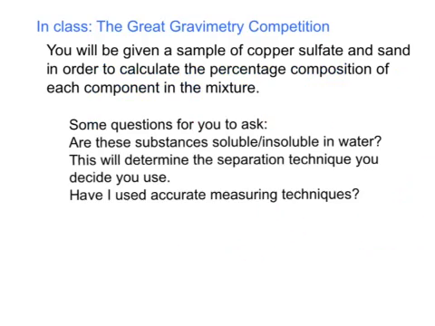So how does that relate to what we're going to be doing in class? Next lesson, you're going to be competing in your lab groups in the Great Gravimetric Competition. You're going to apply this idea of using measurements of mass to relate to percentage composition. You'll be given a sample of copper sulfate and sand in order to calculate the percentage composition of each component in the sample. So you'll need a mass for copper sulfate, and a mass for sand as well, in order to relate that back to the total mass of the mixture.